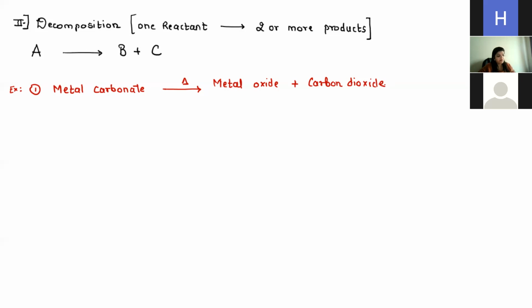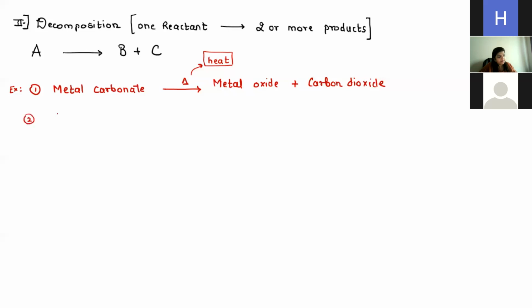What's the triangle above the arrow? Yeah, the triangle sign is a heat sign. So in chemistry, whenever there is a triangle sign on the arrow, that is heat. Oh, okay, thank you. So any metal carbonate will give you metal oxide plus carbon dioxide.